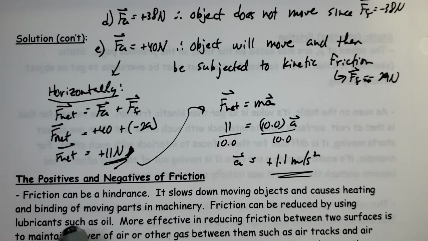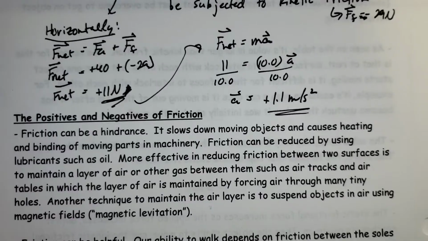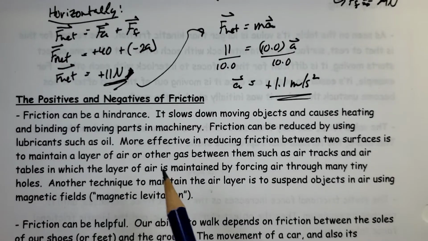We did the example dealing with the difference of static and kinetic friction, how the static friction is a bigger number that you have to overcome to get an object moving. Then, of course, once it gets moving, kinetic friction takes over. So for this video, we'll look at the positives and negatives of friction.